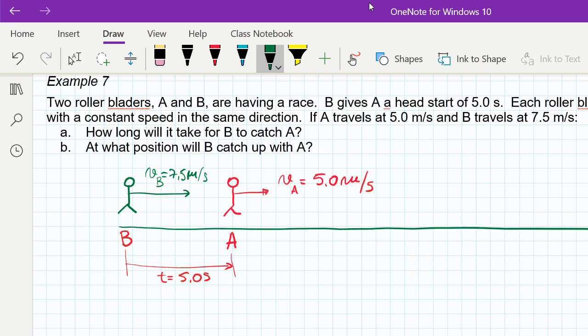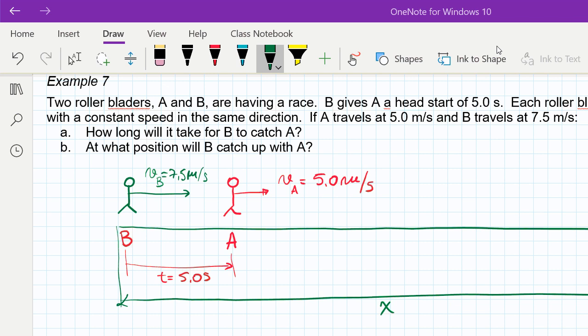Okay, and then at a certain point here, B reaches A. So this is the meeting point, let's say. And the distance that they are traveling is, let's say, X. We don't know that. And as with everything that we don't know in math and in physics, we assign it a variable. Is it clear as a situational diagram?